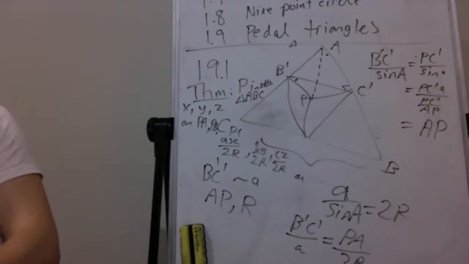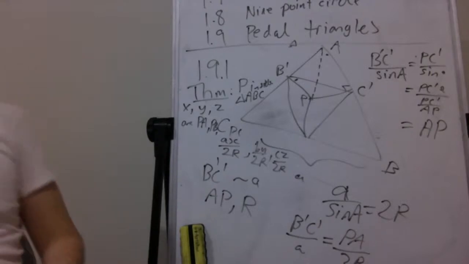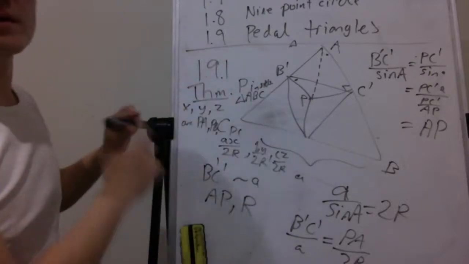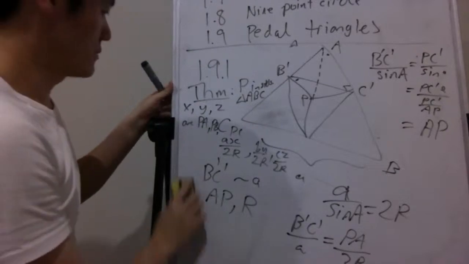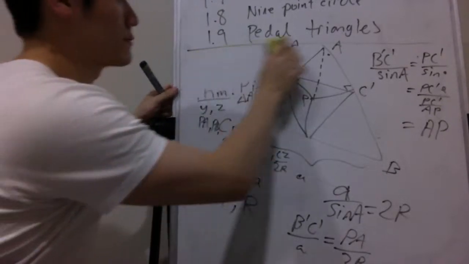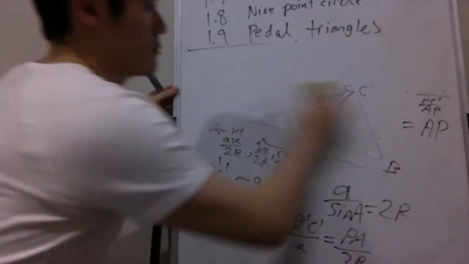Okay, so that's 1.9 done, yeah? And we did it before, 1.7 and 1.8. Medial triangles.